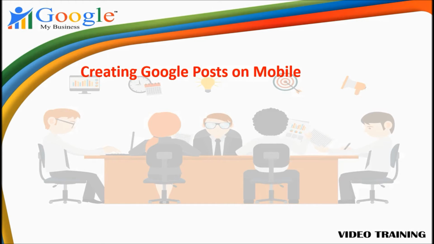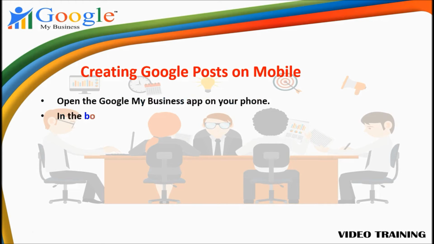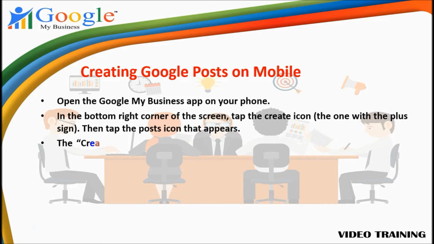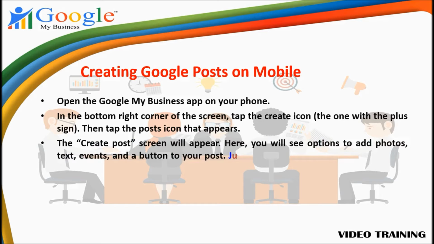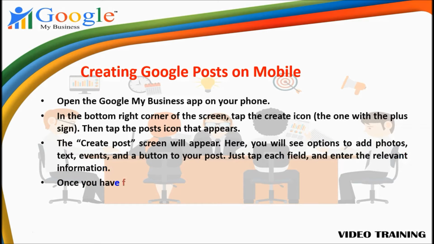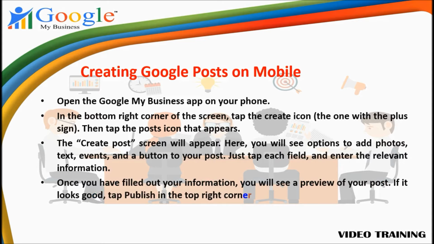Creating Google Posts on mobile. Open the Google My Business app on your phone. In the bottom right corner of the screen, tap the Create icon. Then tap the Posts icon that appears. The Create Post screen will appear. Here you will see options to add photos, text, events and a button to your post. Just tap each field and enter the relevant information.